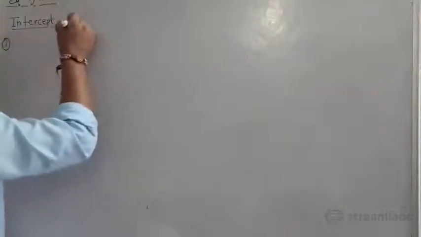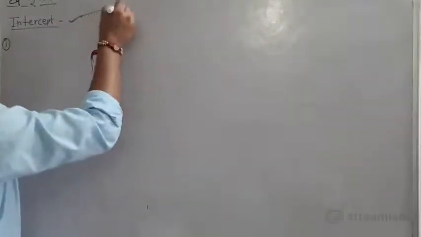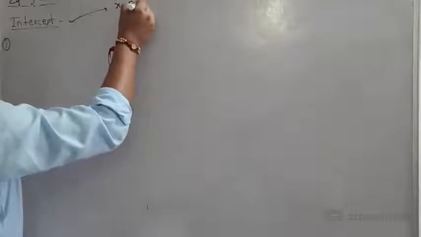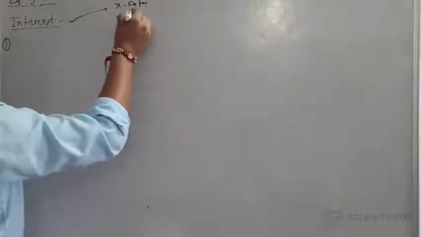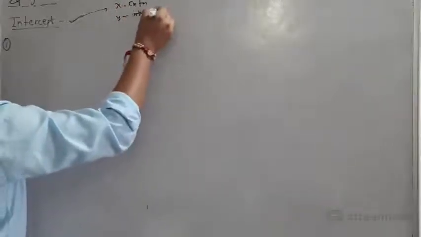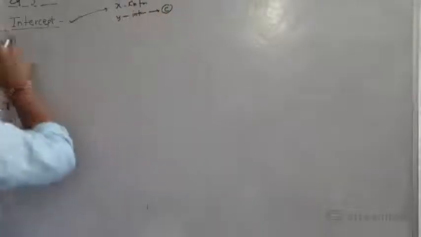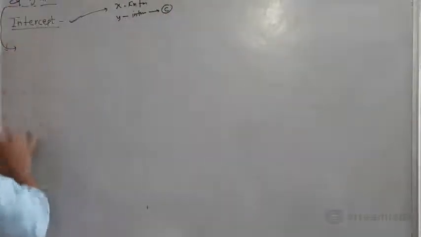This is the condition of the intercept. Here we discussed the x-intercept, and second is the y-intercept. The y-intercept is denoted by c. Now the main topic is coming: equation of line.